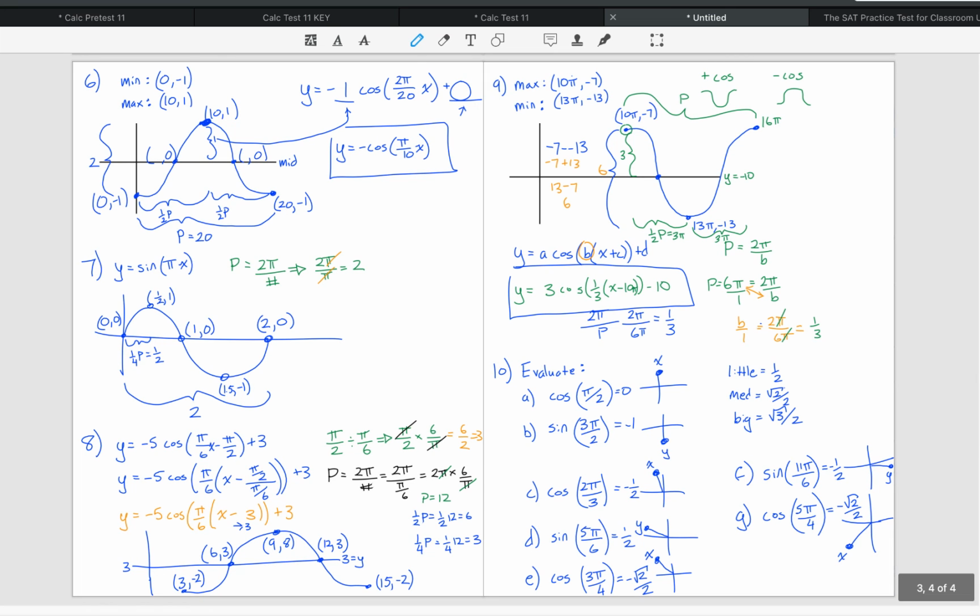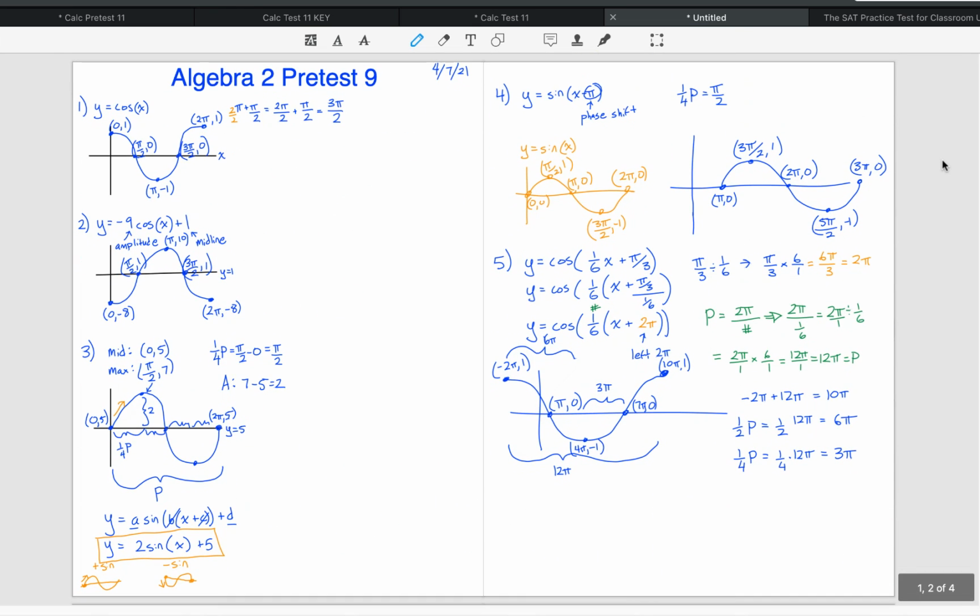Going brain dead here. If you need to screenshot it for whatever reason, there is the first piece of that, and that concludes Algebra 2 Pretest 9 from 2021.